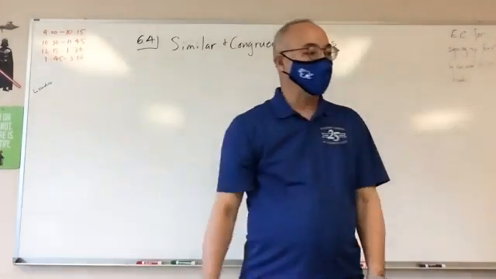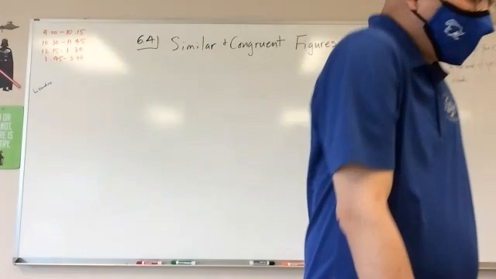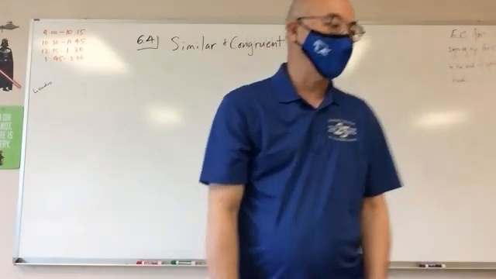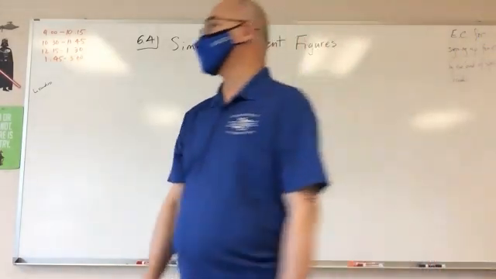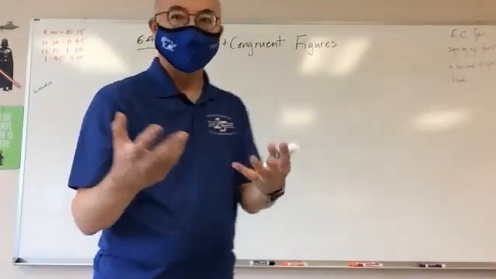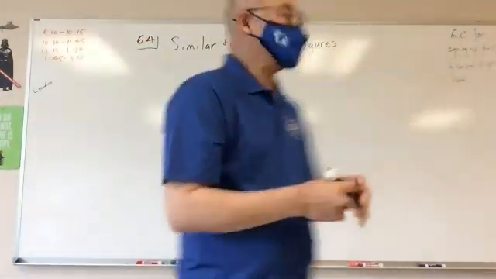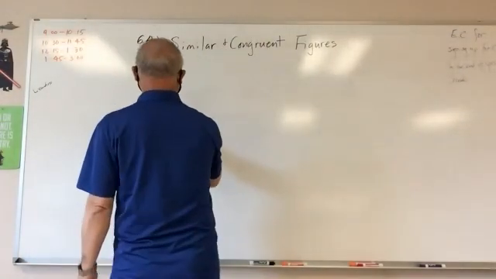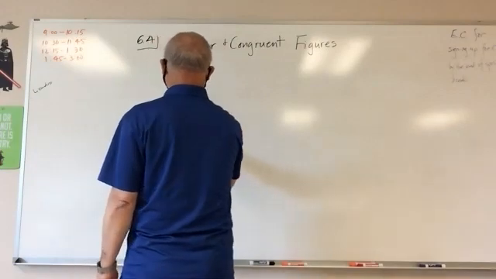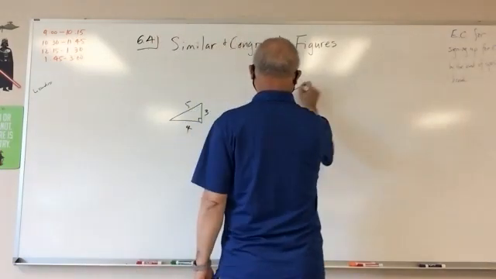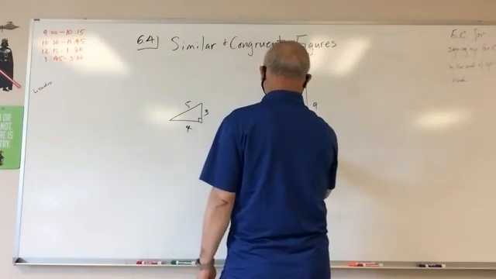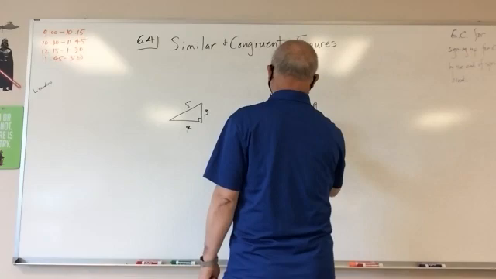Okay, 6.4, similar and congruent figures. A similar figure is a figure that has the exact same shape but different size. So if I had a triangle that looks like this, that was 3, 4, and 5. Then I had a triangle that looks like this, that was 9, 12, and 15.